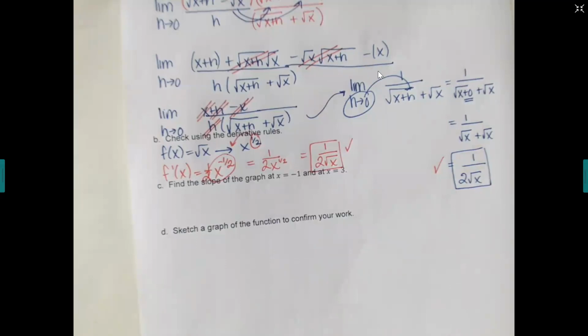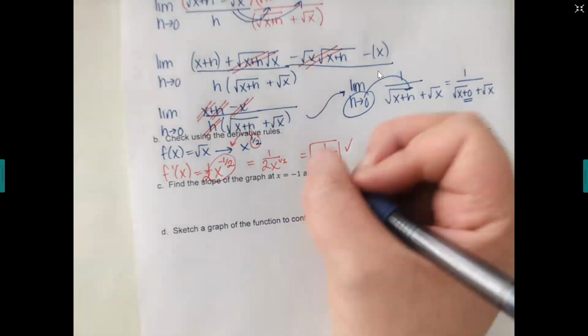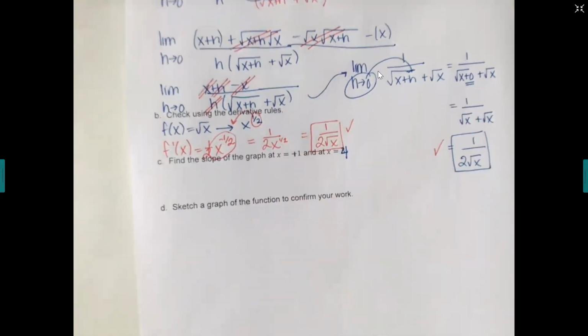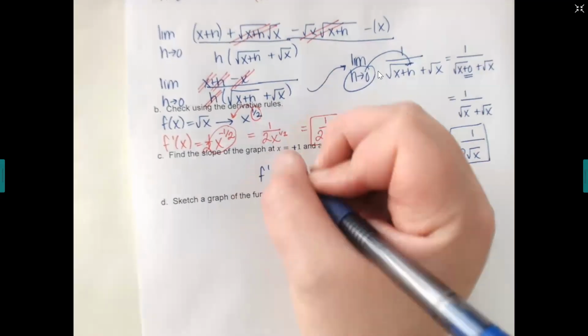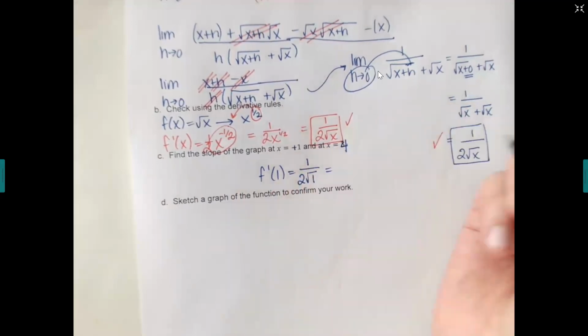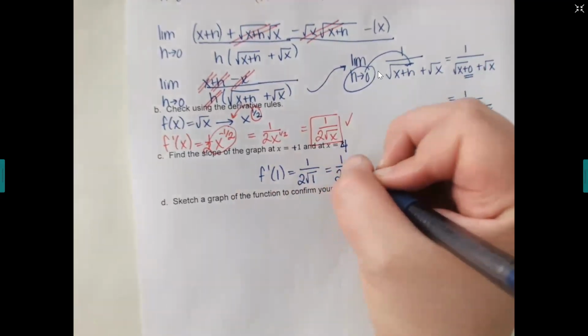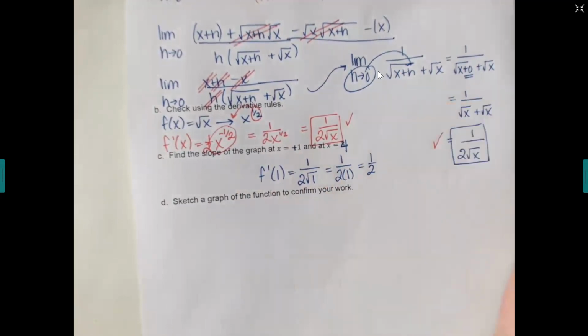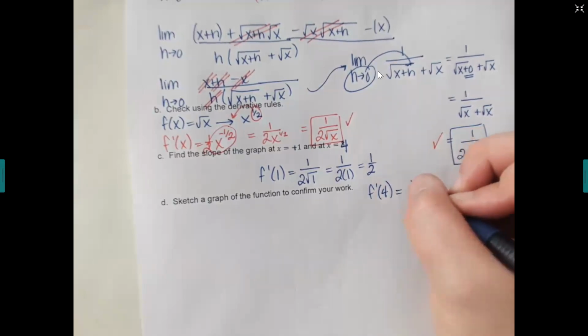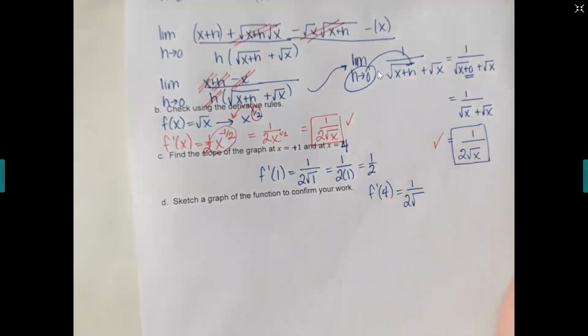Then just real quick for the slope, this should be a positive. Let's do 1 and 4 so that we're picking easy numbers to plug into our square root. If I did f prime of 1, that would be 1 over 2 root 1. Square root of 1 is 1, so that'd be 1 over 2 times 1, which is a half. And then let's plug in 4 as well, so that when we're checking our graph, we have 2 points to look at. So it's 1 over 2 root x. In this case, that's a 4. Well, the square root of 4 is 2. 1 over 2 times 2 is a 4th.